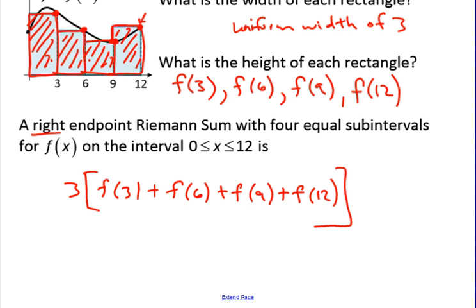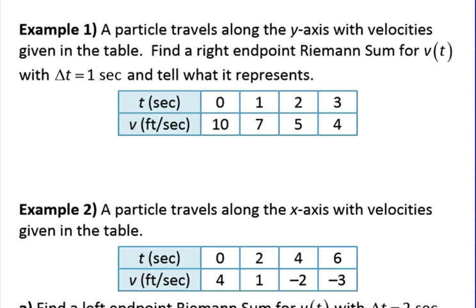All right? So typically we'll either have a function where you can evaluate those y values, or you would have a table that would tell you the y values, and you can actually find this stuff. All right, so let's look at just a couple of problems with Riemann sums. So here we have a table with no graph, and it says a particle travels along the y-axis, so that means the particle is moving up and down with velocities given in the table. Find a right endpoint Riemann sum for the velocity with our change in time equaling 1 second. So what that means is our change of time, our uniform width, is a distance of 1.